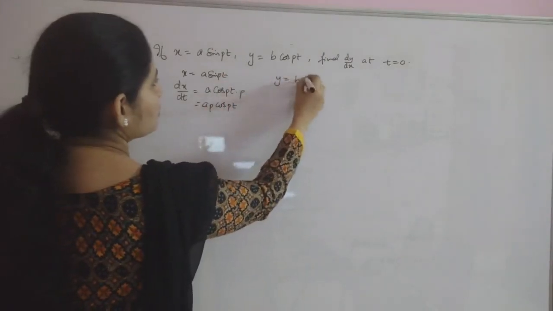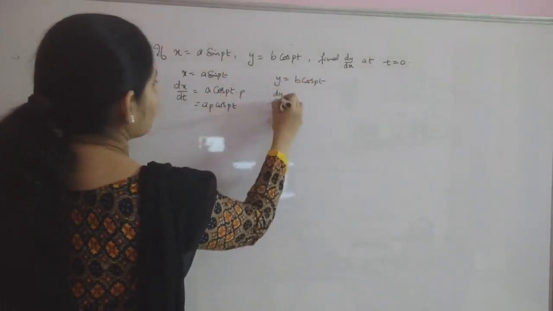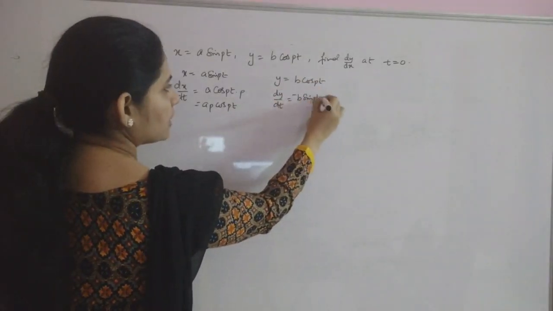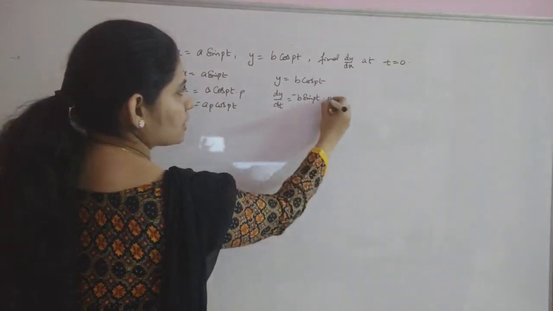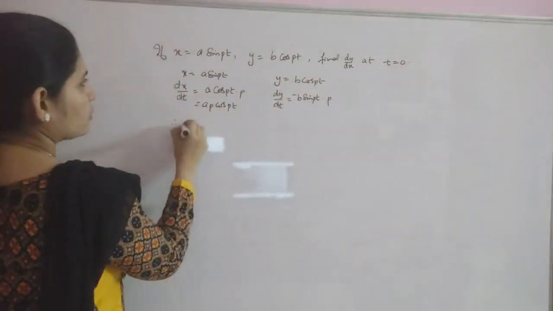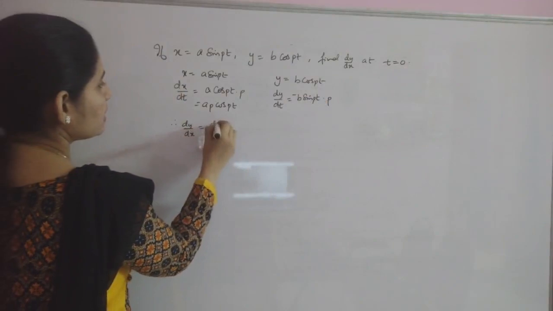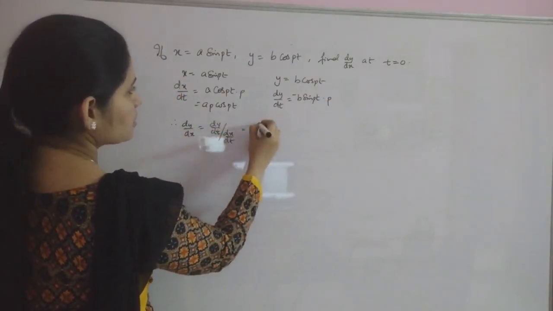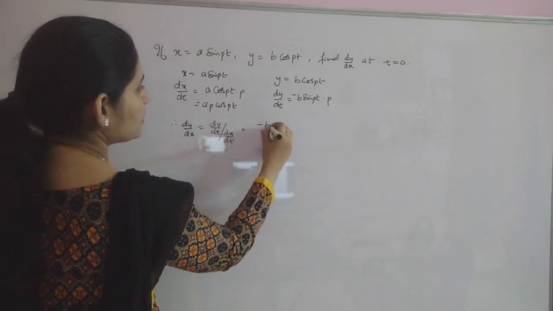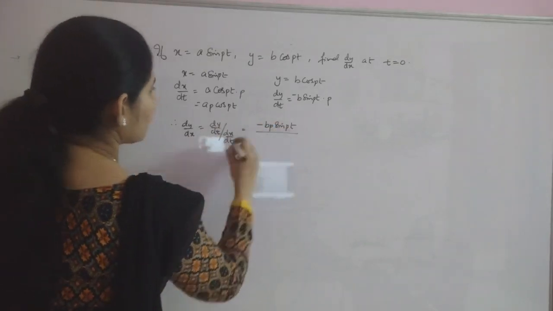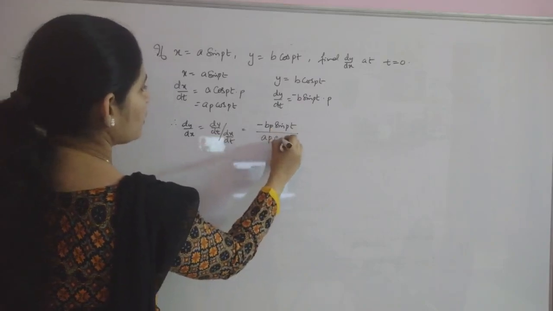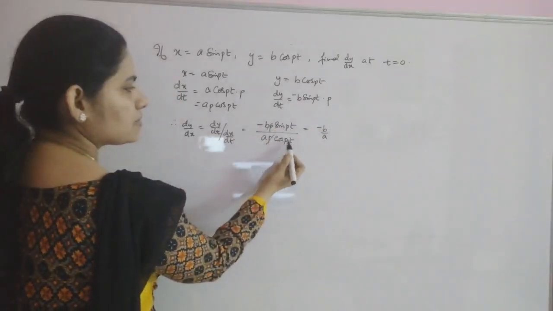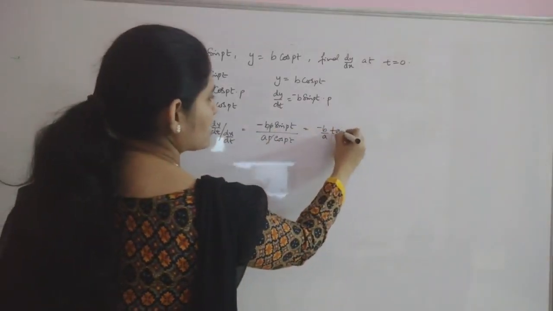Now y is equal to b cos pt. So dy by dt will be b, the derivative of cos is minus sin pt, into the angle is pt, so its derivative is p. Therefore dy by dx will be dy by dt divided by dx by dt, which is equal to minus bp sin pt divided by ap cos pt. p gets cancelled and you are getting minus b by a. Again sin pt by cos pt, same angle, so you can write it as tan pt.